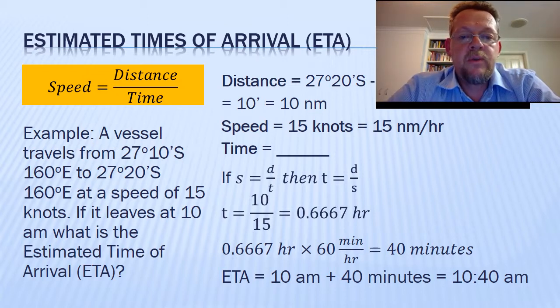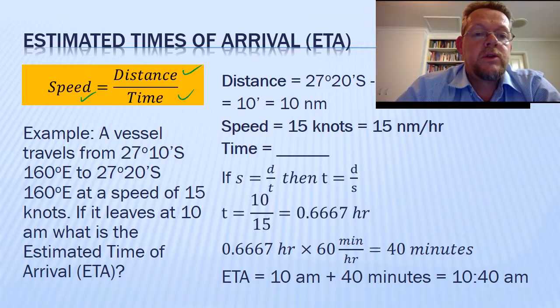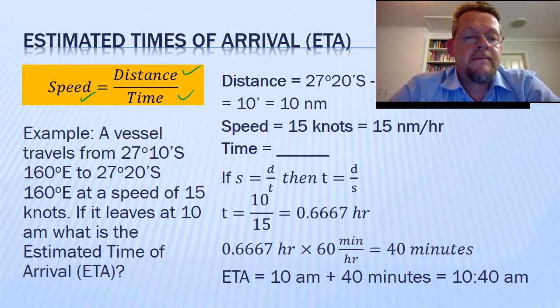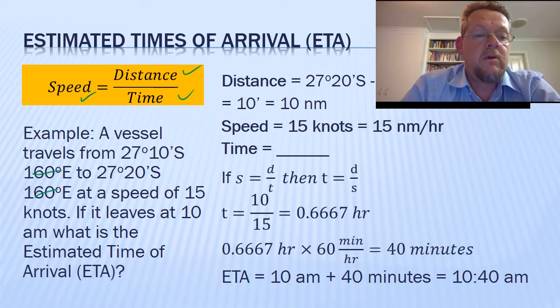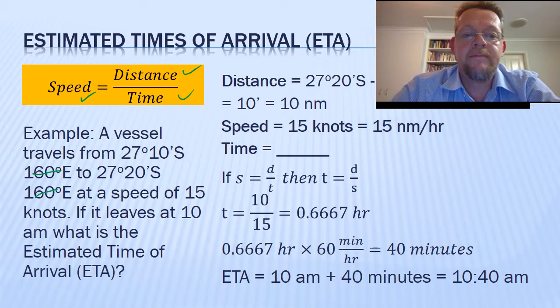We'll also be faced with problems asking you to determine the speed of arrival, or the time of arrival. So we will need to know things like speed, distance, or time for these calculations. We'll need to know 2 of the 3 to work out the rest. So we'll have a look at an example. A vessel travels from 27 degrees, 10 minutes south, 160 degrees east, to 27 degrees, 20 minutes south, 160 degrees east. So we're on a great circle. So that's great. We're traveling at a speed of 15 knots. If it leaves at 10 AM, what is the estimated time of arrival?